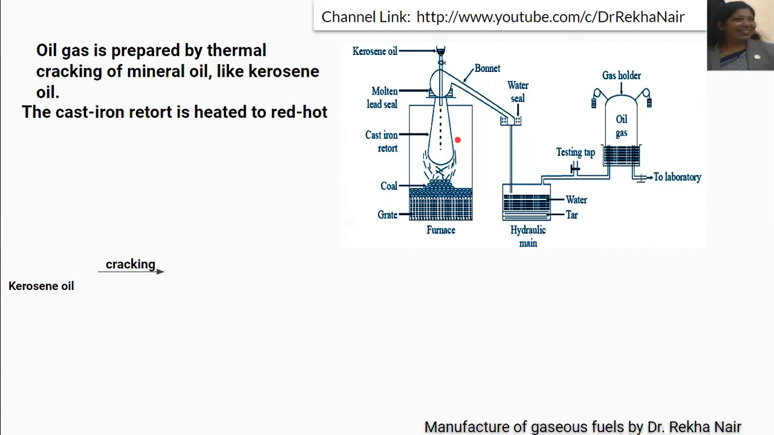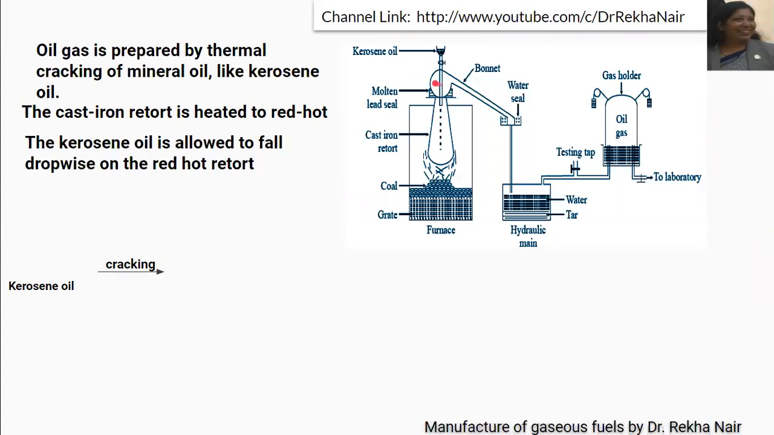The cast iron retort is at first heated to red hot. Then the kerosene oil will be put drop by drop. It will be allowed to fall drop by drop into this red hot retort. Because of this high temperature, the kerosene oil drops will get cracked and produce lower hydrocarbons.